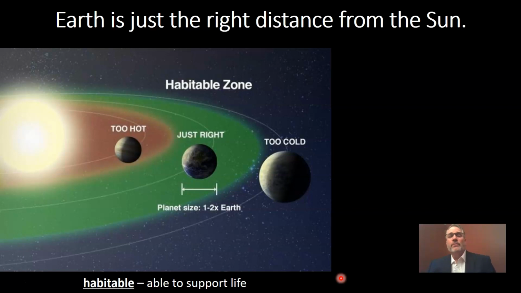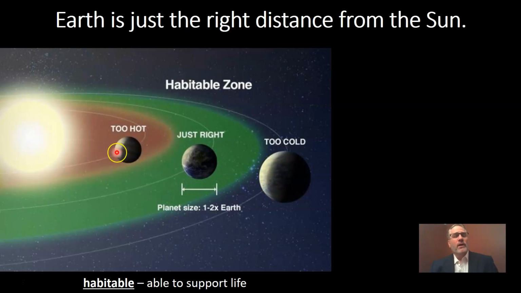Another reason that scientists believe that Earth is rare is because Earth happens to be the right distance from the sun. So when Earth formed, it formed in a place that's the right distance away. We sometimes call this the habitable zone. Habitable, of course, just means able to support life. So let's take a look at this idea of a habitable zone. We have three planets here. Here we have a planet that's very close to the star. Here we have one that's a little further away, and then we have one that's very far away.